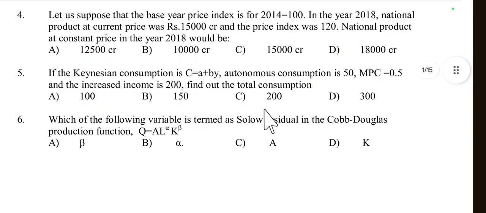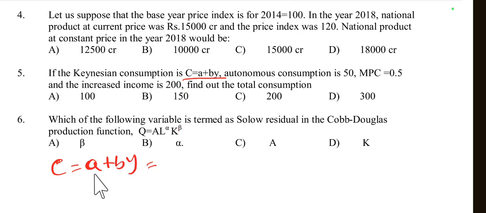Then question number 5. If the Keynesian consumption is C is equal to A plus BY, autonomous consumption is 50, MPC is equal to 0.5, and the increased income is 200, find out the total consumption. So here we know that the equation is C is equal to A plus BY. Here A means autonomous consumption, which is equal to 50, and B means MPC, which is equal to 0.5.